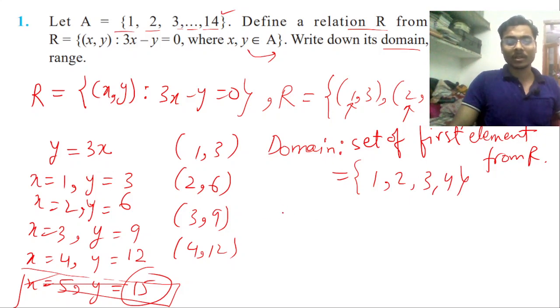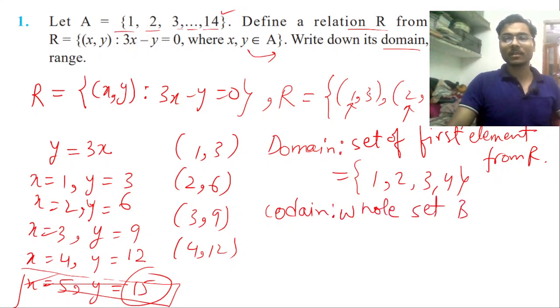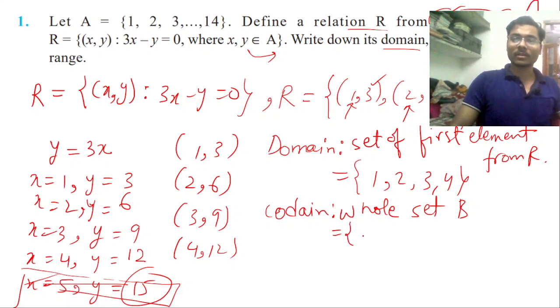And what is codomain? Codomain is the whole set B. You will have to write the whole set B. The whole set B is itself A, because here we have a relation from A to A, so the second set B is also A. So here the set B is also A, so we will write all the elements of set A: 1, 2, 3, and so on up to 14. This is the codomain.